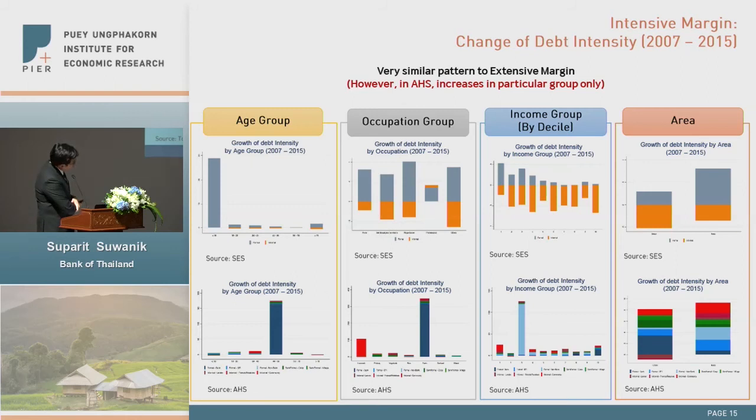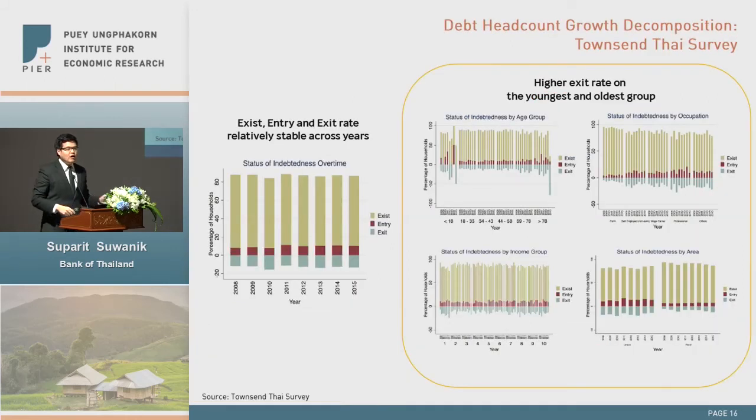So here comes the highlight of this presentation. It's the beauty of the panel data. By using the 1,000 Thai survey, which is the longest panel data of Thai households, we can construct the entry, exit, and existing status of being indebted each year by tracking the same households since 2007. Actually, this is 2007 to 2015.